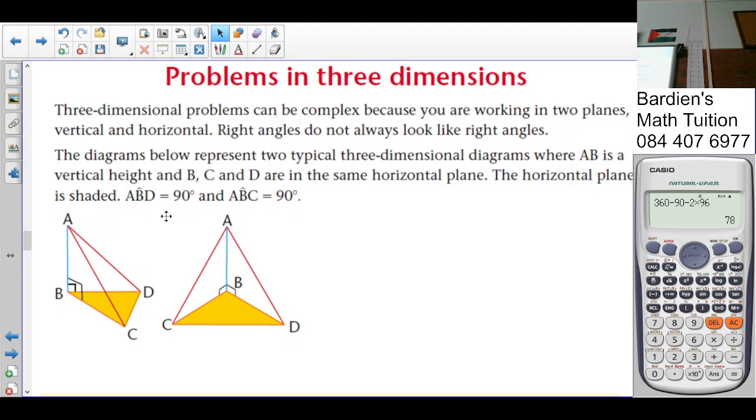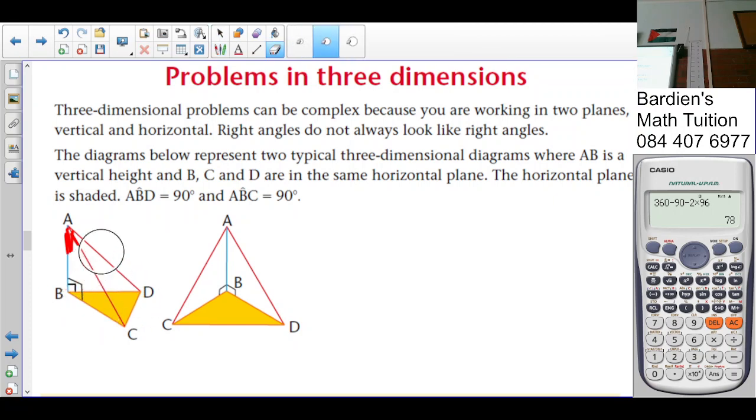Right angles do not always look like right angles, as you can see here. This is a right angle triangle. But because it's on a slant, it doesn't look like this is a right angle, but it is. As long as this is your horizontal, this is your ground, and this is something standing up straight, vertical, that will always be 90. Can you see that, people? Likewise, that is also 90.